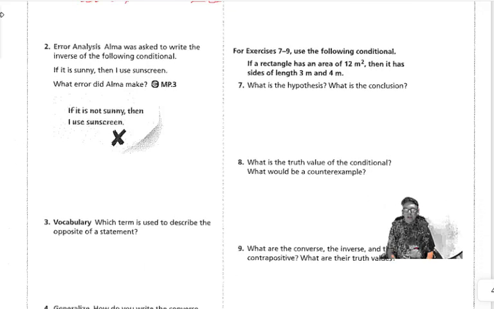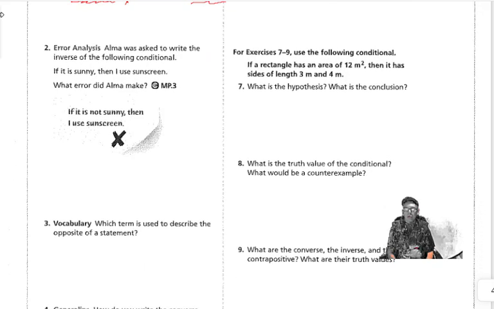Let's look at error analysis. Alma was asked to write the inverse. Now, the inverse, remember, pattern-wise is you make them both nots. So you have not P, then not Q. So you just negate them. So if it is not sunny, then I do not use sunscreen, would be the inverse of that statement.